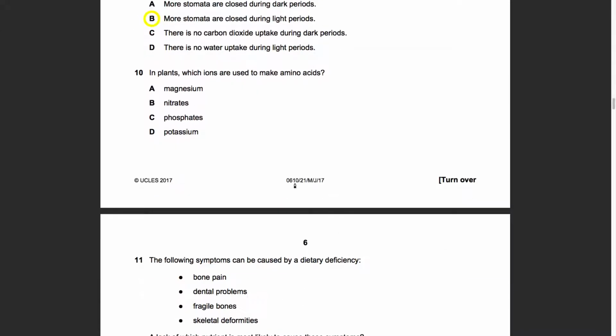It's a bit more straightforward this time. You either know it or you don't, or you're going to have a guess. Which ions are used to make amino acids? Now, amino acids are the building blocks for proteins, and hopefully you remember that proteins are a little bit different to carbohydrates and lipids because they contain the element nitrogen. And nitrogen gets into the plant in the form of nitrates. So the answer to 10 is B.